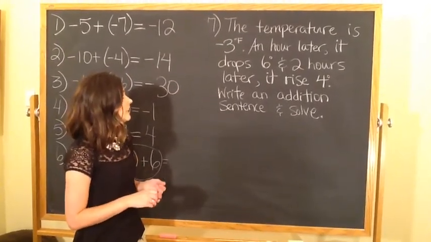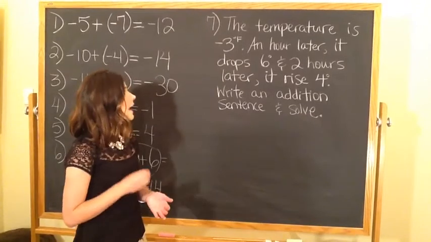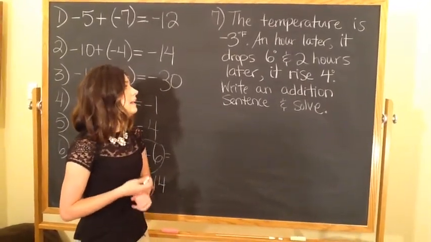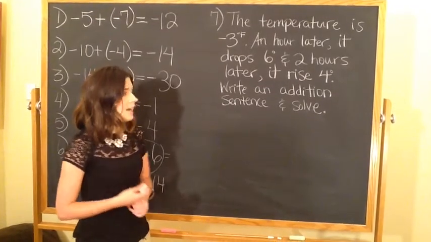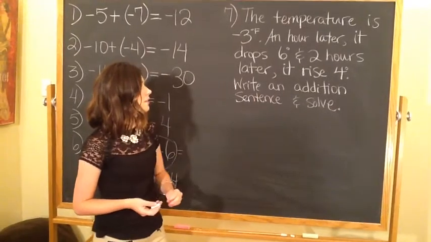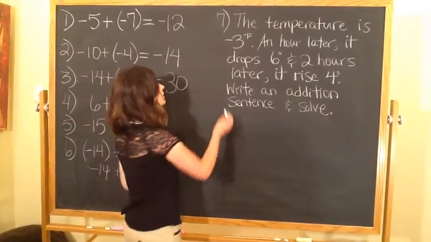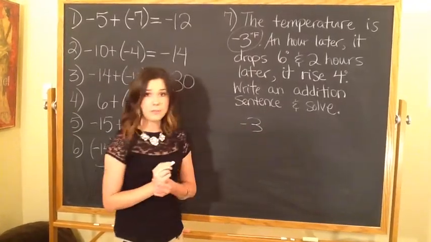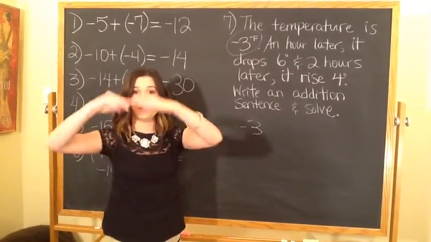The temperature is negative 3 degrees. An hour later, it drops 6 degrees. And then, 2 hours later, it rises 4 degrees. So write an addition sentence and solve. So let's go ahead and look at our numbers. Well, first we start at a negative 3, right? So we're going to start at negative 3. Now, where are we going to go from negative 3? Are we going to go up? Are we going to go down?